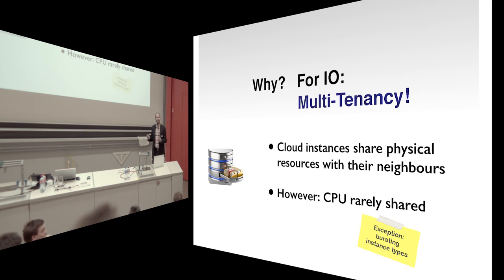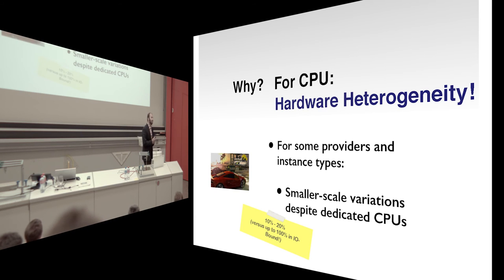This also explains a little bit why CPU performance is much more stable, simply because the CPU in general is not shared. You're not sharing the CPU with anybody else in most of the instances that you will have. So you're not seeing the multi-tenancy for CPU-bound applications. Which gives you the question, why do we see any variation in CPU-bound benchmarks at all? We had this example with Azure where we had this 10 to 20% variation in CPU results.